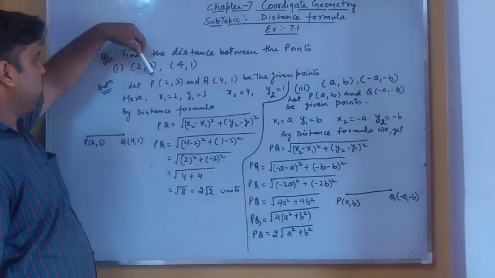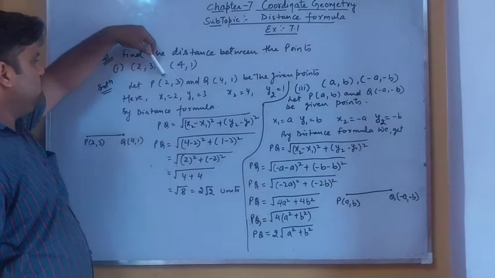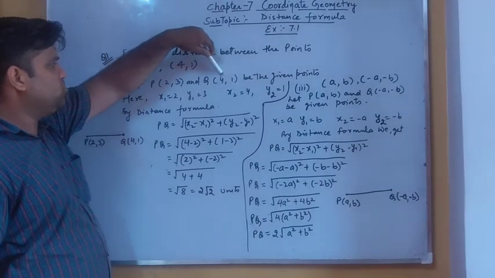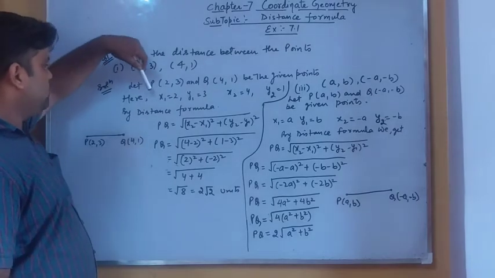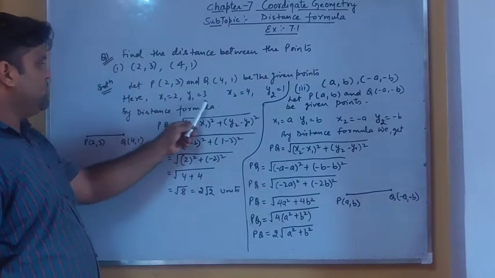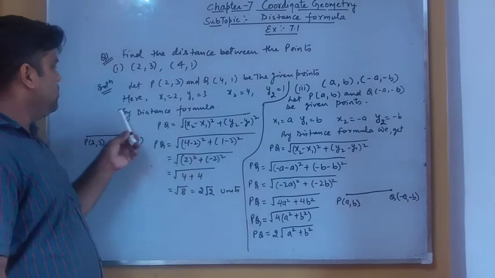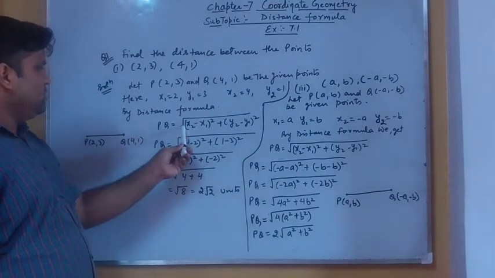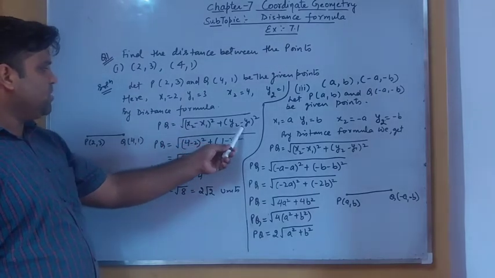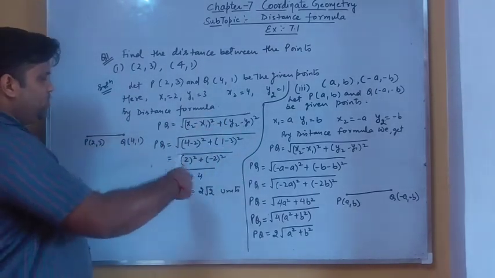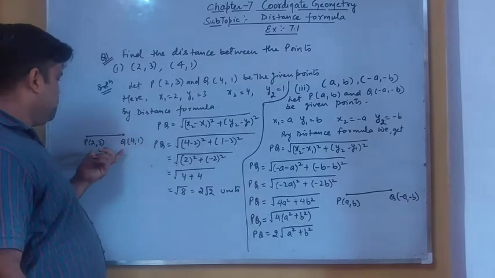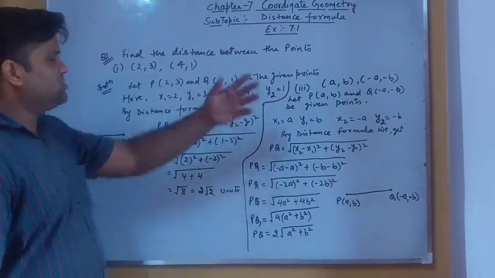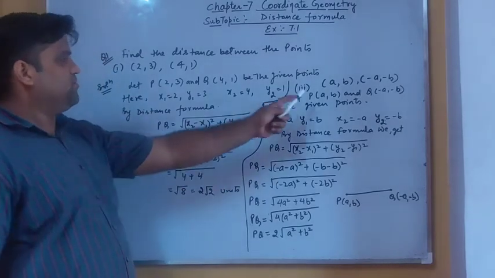First of all, we consider P with coordinates (2, 3) and Q with coordinates (4, 1) to be the given points. Here the values are x1 is 2, y1 is 3, x2 is 4, y2 is 1. On applying the distance formula, the distance PQ is given by the square root of (x2 minus x1) whole square plus (y2 minus y1) whole square. On putting all the values here, we get the distance PQ as 2 root 2 units, which is the required answer.